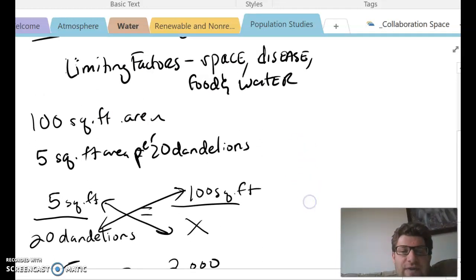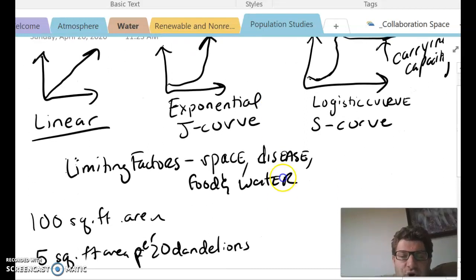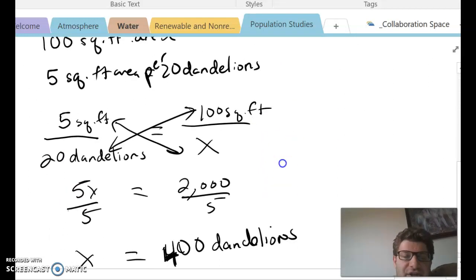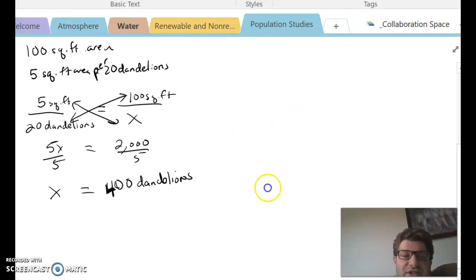Plants. So know these. Know your curves. Know your limiting factors. I will share these notes out and I'll be available for questions if you have them.